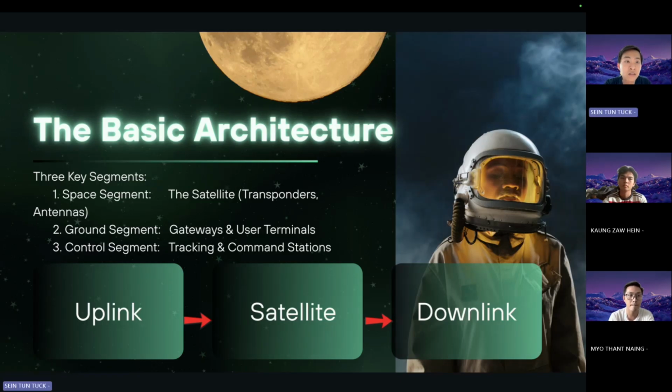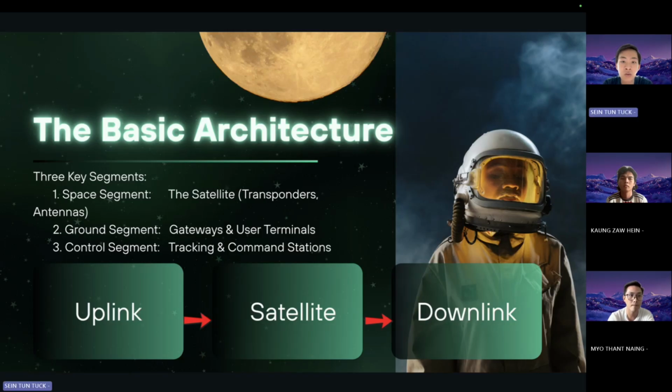Next is the basic architecture. Let's begin by breaking down how satellite networks operate. There are three key segments. The first is the space segment, which is the satellite itself. It carries transponders and antennas that handle communication signals. The second is the ground segment, which includes gateways and user terminals, the devices we use to connect with satellites, like a Starlink dish.